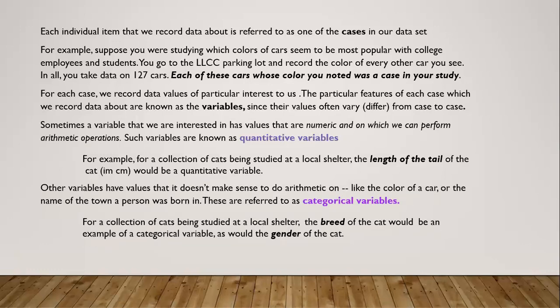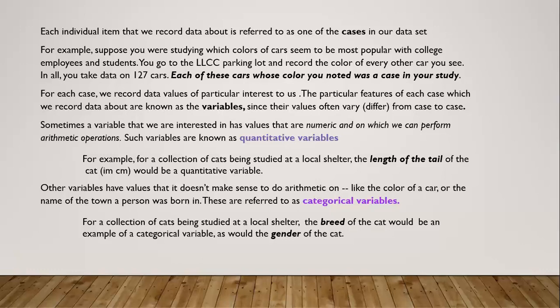Sometimes variables have values that it doesn't make sense to do arithmetic on. Like, take, for example, our previous example with the colors of the cars. We wouldn't ask what is the difference between blue and green, or what is the average color of all of the cars in the parking lot. Color of car would be an example of a different kind of variable that we call a categorical variable. If you were taking a group of people and asking them the name of the towns that they were born in, those town names would be other examples of categorical variables.